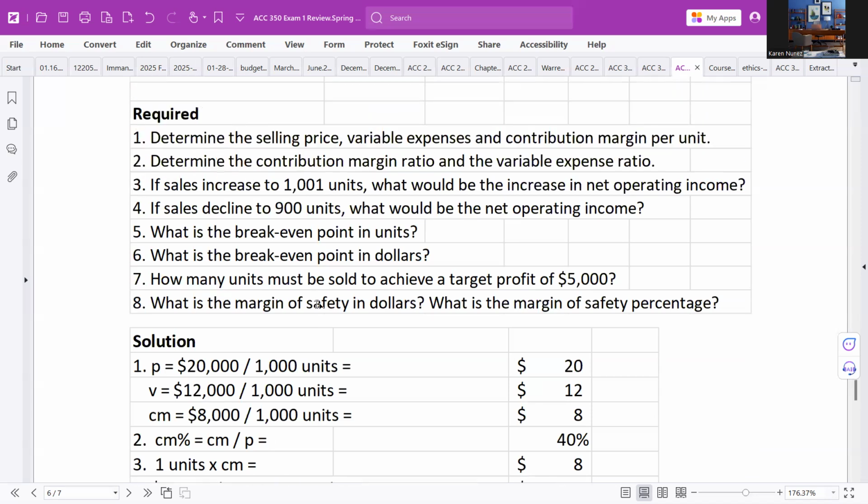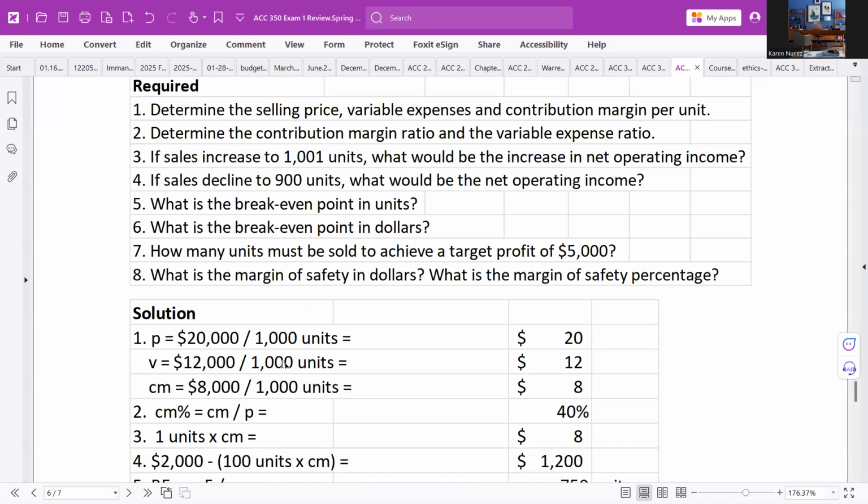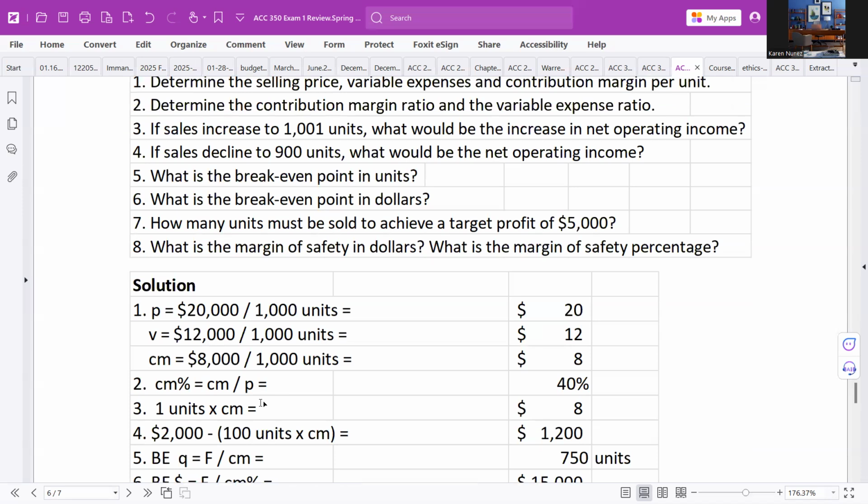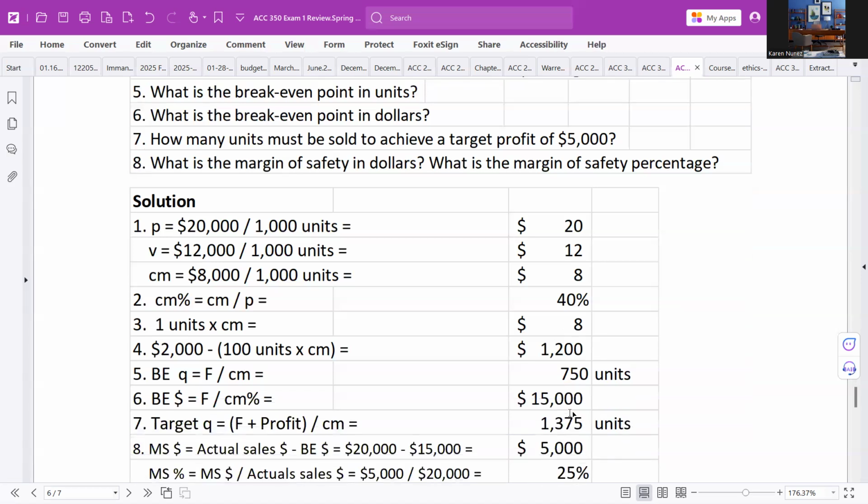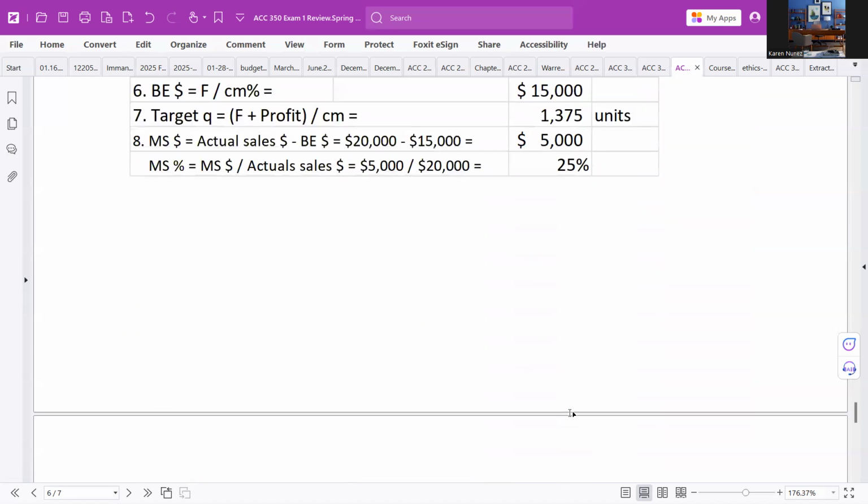And we've got a what if question. If the sales increase to 1,001, how's the income going to change? Well, if you add another unit, then what you're adding is contribution margin, right? $8. That's how much income will change without seeing any changes in your cost structure.